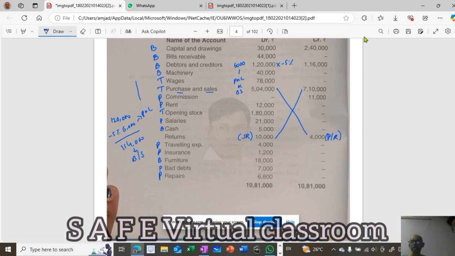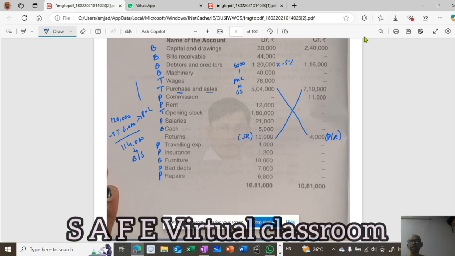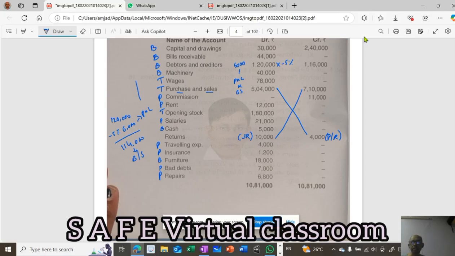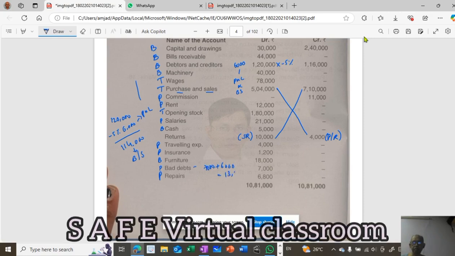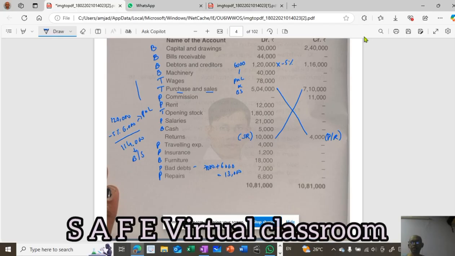Bad debts is also here, no? Bad debts you have to take. You have to add 6,000: 7,000 plus 6,000. So 13,000 will come in the profit and loss account, and in the balance sheet you have to show 1,20,000 minus 6,000. 1,14,000 will come in the balance sheet.